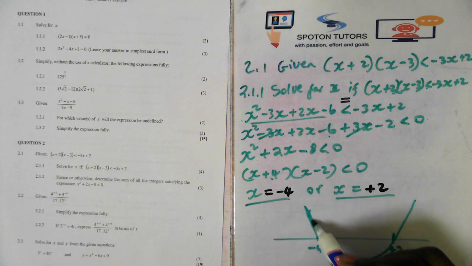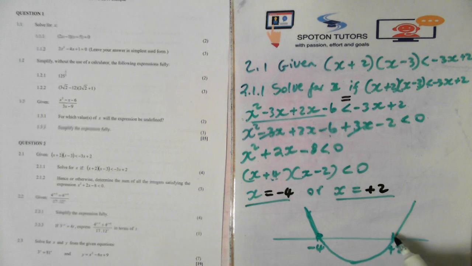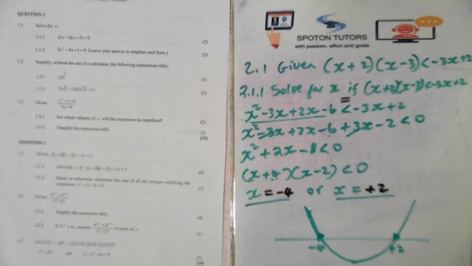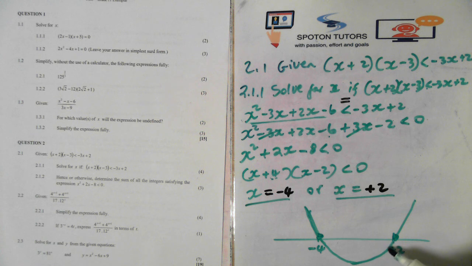Now I want to repeat this again for you. This has been found through the aid of these values. It doesn't mean that they are equal to that. In actual sense, it means that x is greater than -4 and less than +2. So we are looking at this region here.